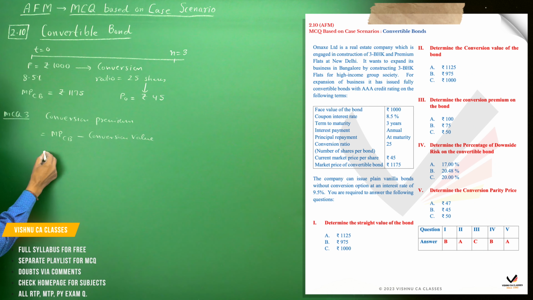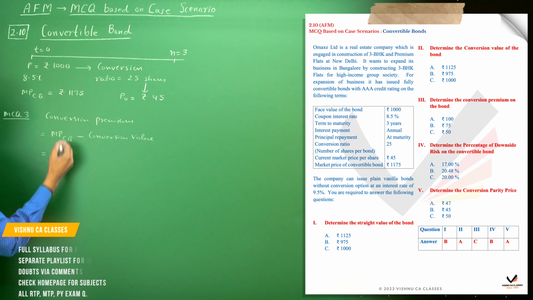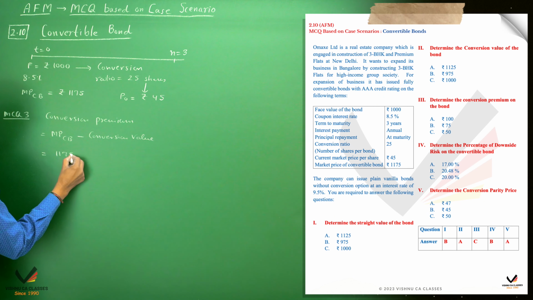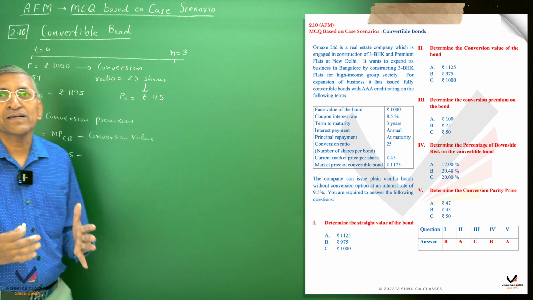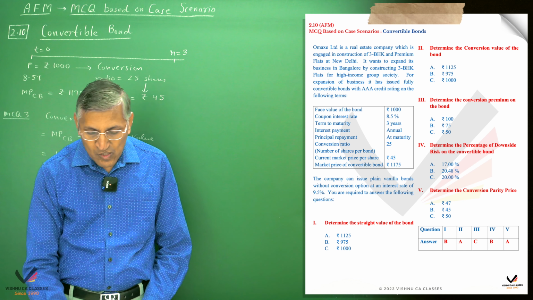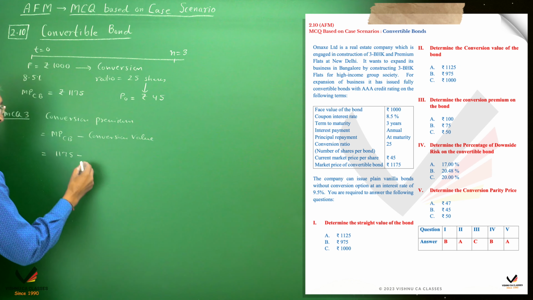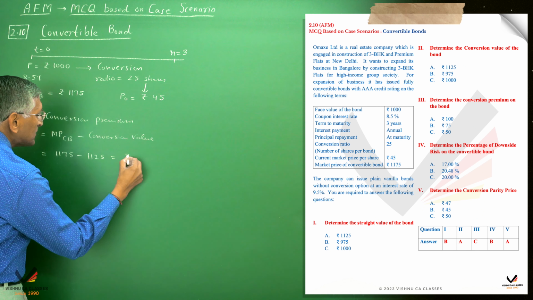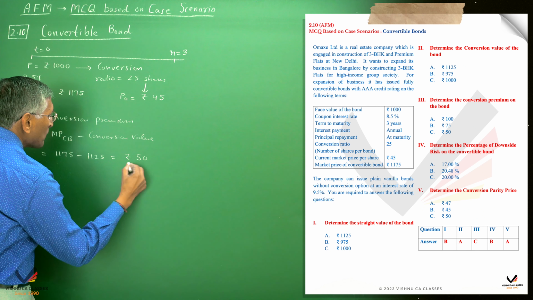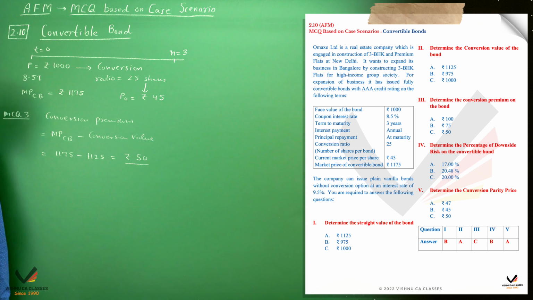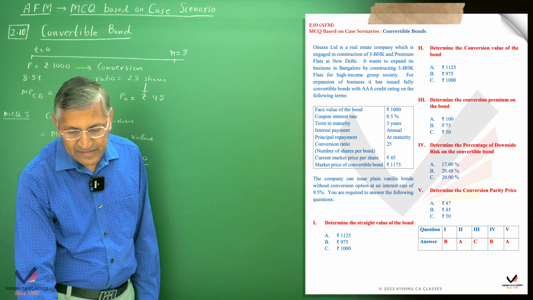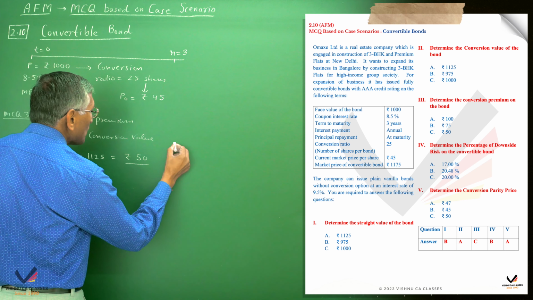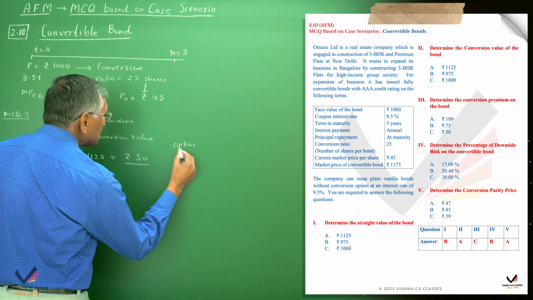discount. So you can see market price of convertible bond is 1175 and the conversion value you have just calculated, 25 shares times ₹45, which was 1125. So conversion premium is ₹50 per bond. Now you can see which option is correct. So option is C. So the answer is option C.